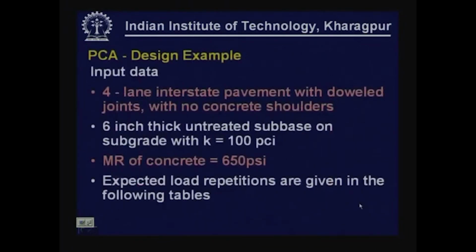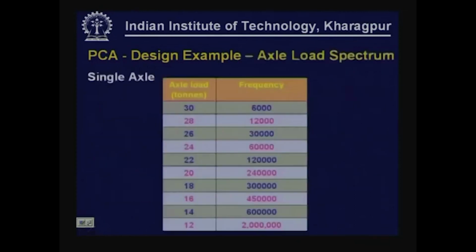So, let us take a design example. The input data that we are considering is a 4-lane interstate pavement with dowel joints with no concrete shoulders. So, we are not providing any concrete shoulders here. We are providing a 6-inch thick untreated subbase on a subgrade having K of 100 PCI. Modulus of rupture of concrete, that is the flexural strength of concrete, is 600 PSI. Expected load repetitions are given in the following tables.